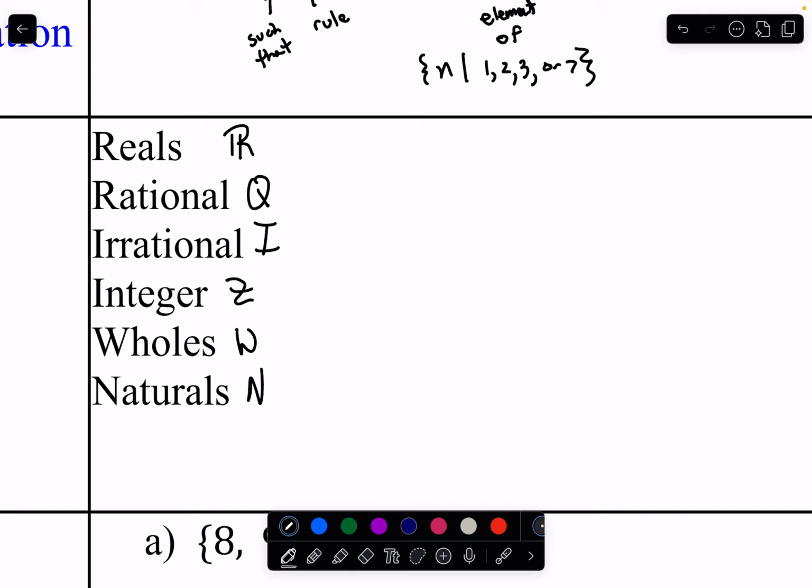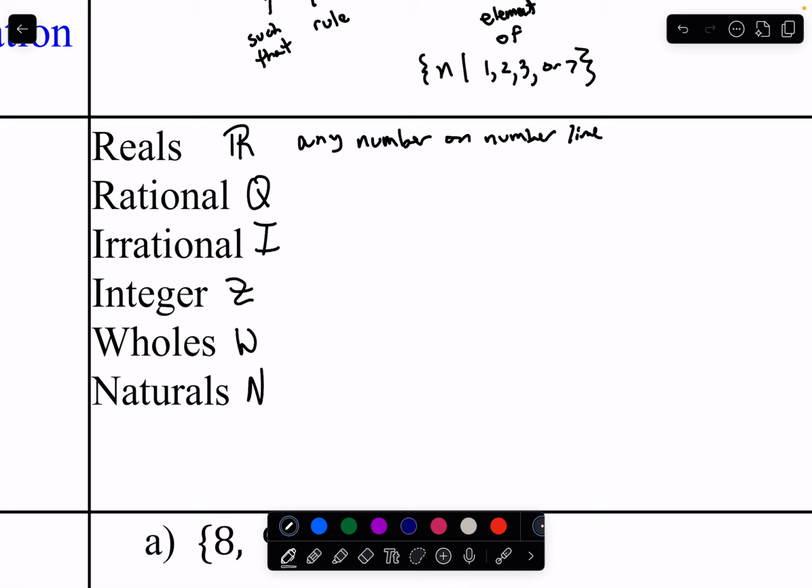Now, what are these sets? The real numbers are any number on the number line. So we're talking positives, negatives, decimals, nice decimals, funky decimals. Positives, negatives, 0, any of those numbers. If you can put it on the number line somewhere, it's a real number. So what isn't a real number? Well, if it has that i in it, like an imaginary number.